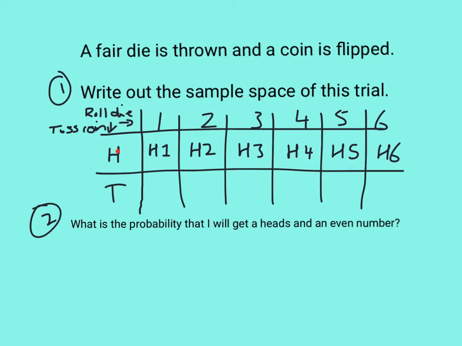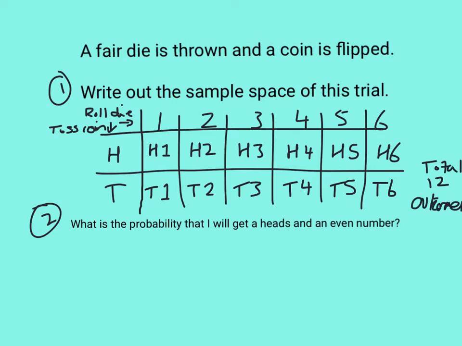So what I got then was H1, so I can get a heads and a 1, heads and 2, heads and 3, heads and 4, heads and 5, and so on. Similarly, I can get tail 1, tail 2, tail 3, tail 4, tail 5, tail 6. And what I can see is there's 12. My total is 12 outcomes. So I have 1, 2, 3, 4, 5, 6, 7, 8, 9, 10, 11, 12.